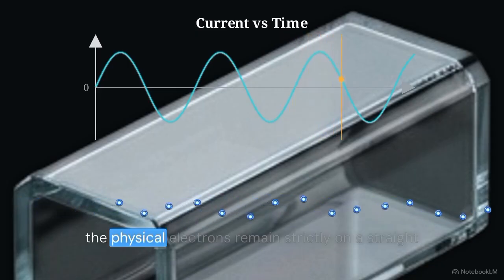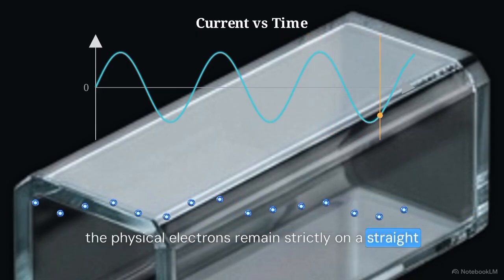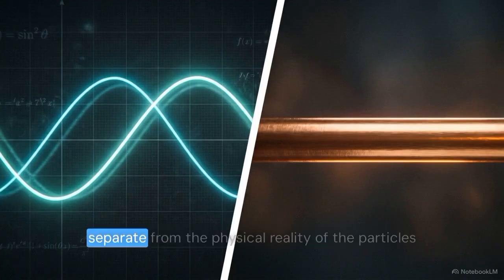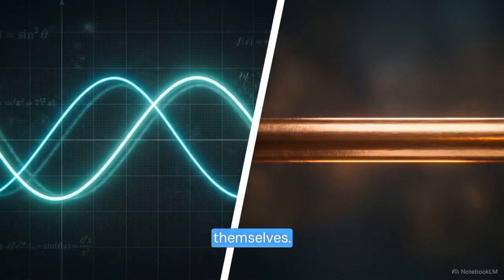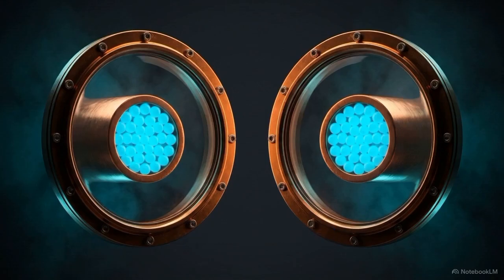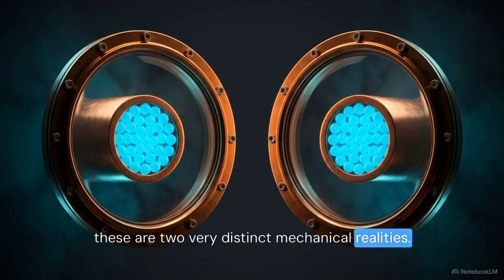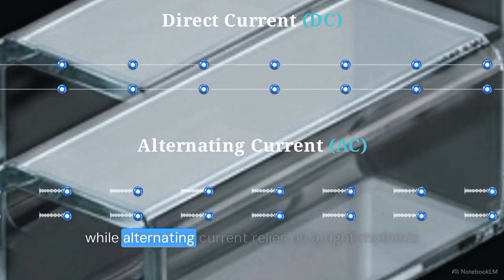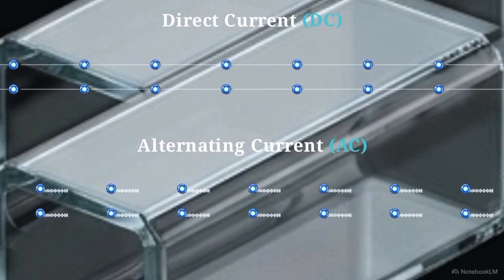Inside the copper, the physical electrons remain strictly on a straight horizontal track. The abstract graph charts the timing of the wave, separate from the physical reality of the particles themselves. At the microscopic level, these are two very distinct mechanical realities. Direct current relies on a steady directional drift, while alternating current relies on a tight rhythmic oscillation.